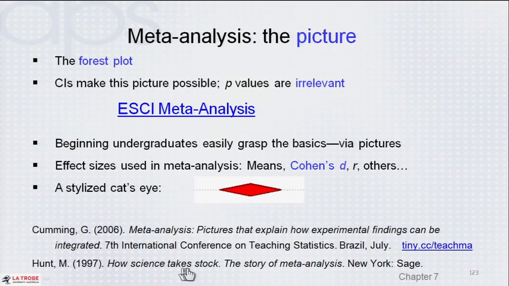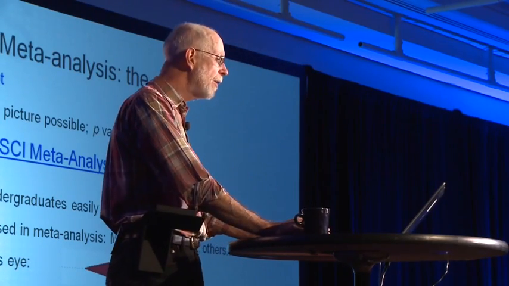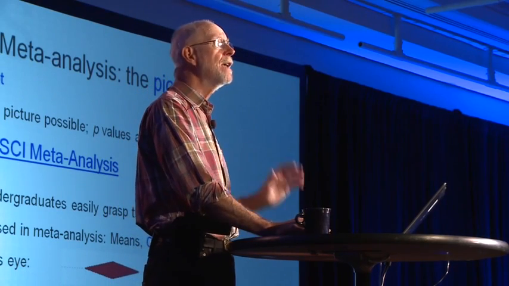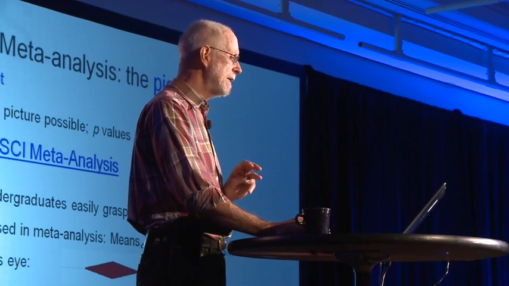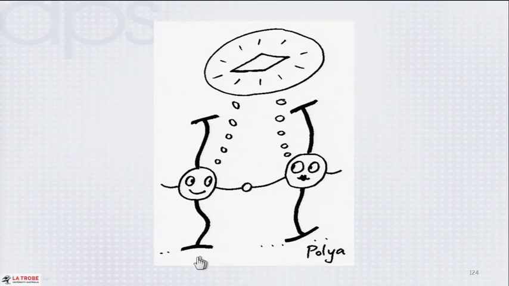And this book by Morton Hunt, How Science Takes Stock, now pretty old, it's not quite a racy novel about meta-analysis, but almost. It tells lots of stories about the folks who initiated and developed the basic techniques, and it has a ton of wonderful examples of the value of meta-analysis and the contributions it's made. If you get together and produce one of these jewels, well, that is terrific.